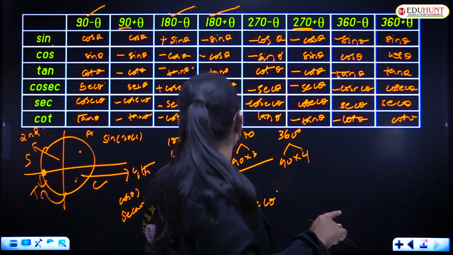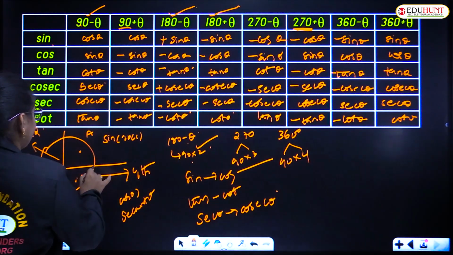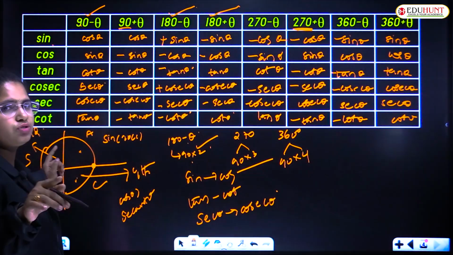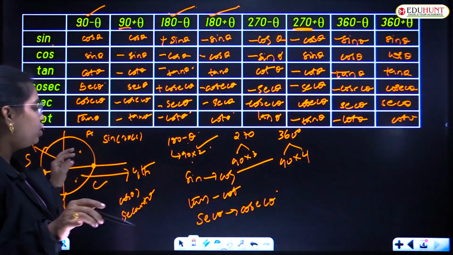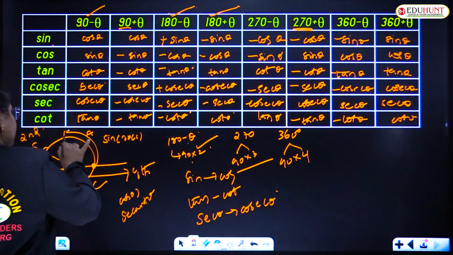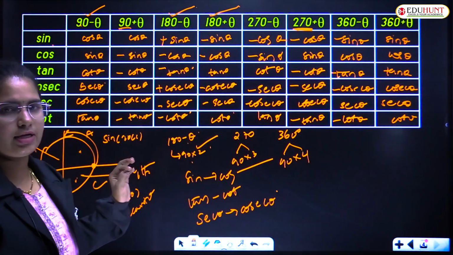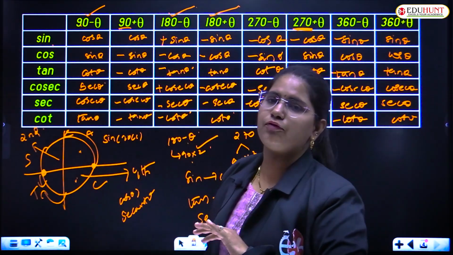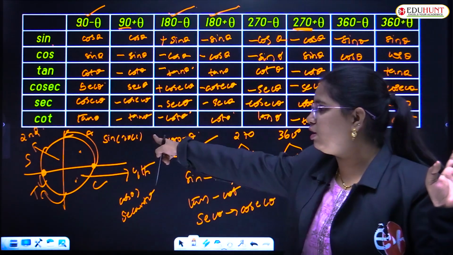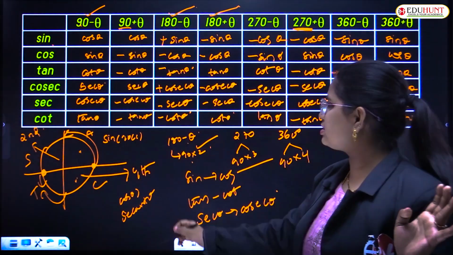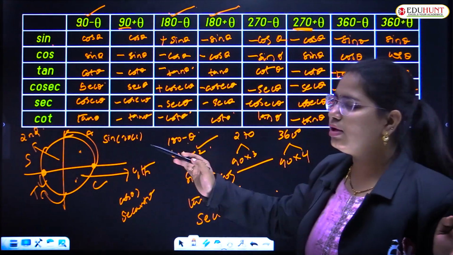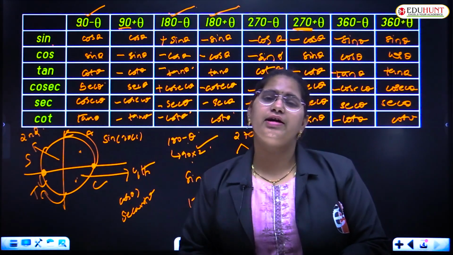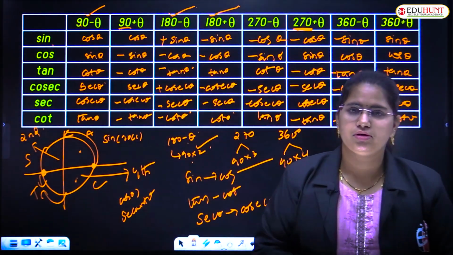And 360 plus theta lies in the first quadrant. This means the angle is greater than 360. Up to here one revolution is completed, so again it is starting the second cycle. Second cycle means it lies in the first quadrant. In the first quadrant, all trigonometric ratios are positive, like the first case. So this is the concept of allied angles in trigonometry.